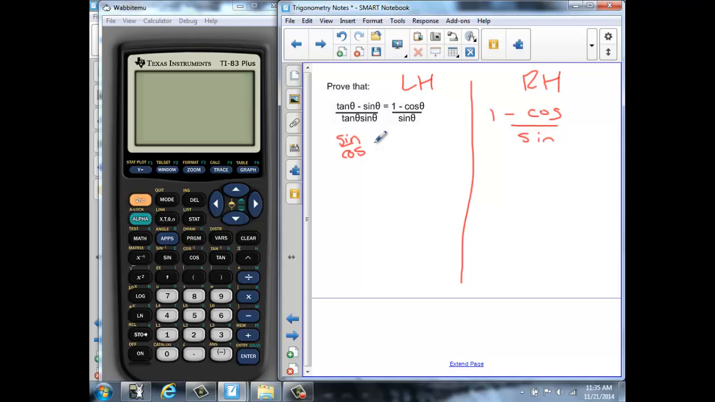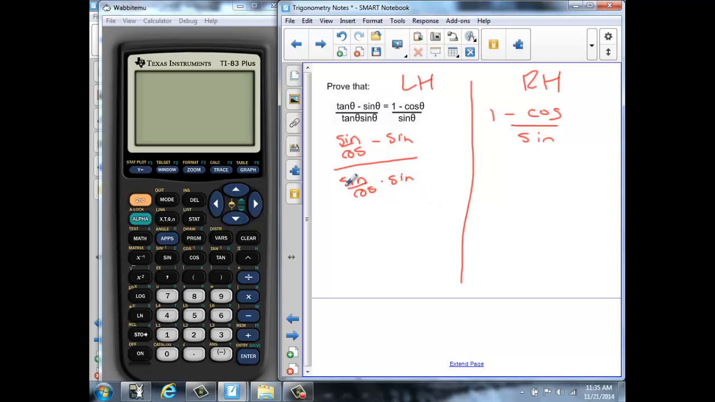Sine over cos minus sine over, and then rather than this tan right here, I'm going to write this guy as sine over cos times sine. So I used the identity of tan being sine over cos. So far, so good? All right. Well, now my goal is to manipulate this side so that it looks like this side over here. And we're not to that point yet.